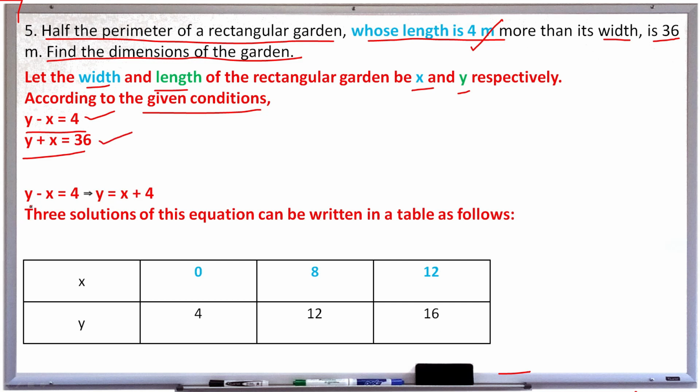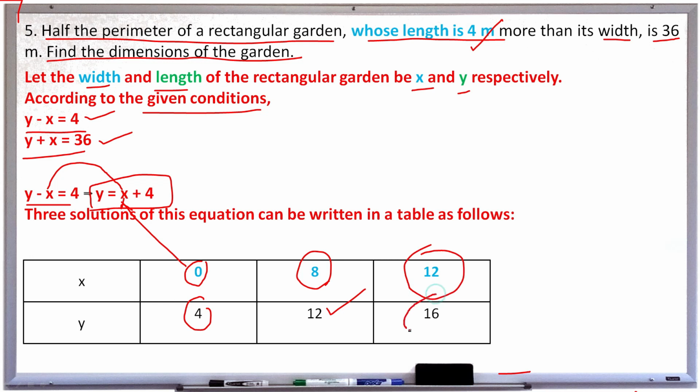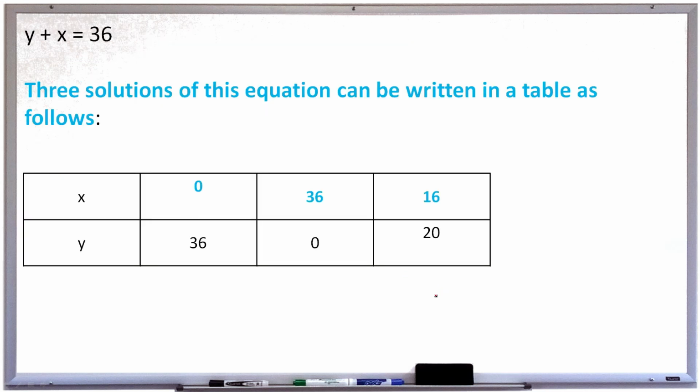So the first equation, y minus x is equal to 4, gives you y is equal to x plus 4. Bring x to the right side, here minus x, when it comes to the right side it will become plus x. So we are getting the equation in terms of y. Put the value of x is equal to 0 in this equation, you will get y is equal to 4. Similarly, x is equal to 8, when you put, you will get y is 12. If you put x is equal to 12, you will get the value y is equal to 16.